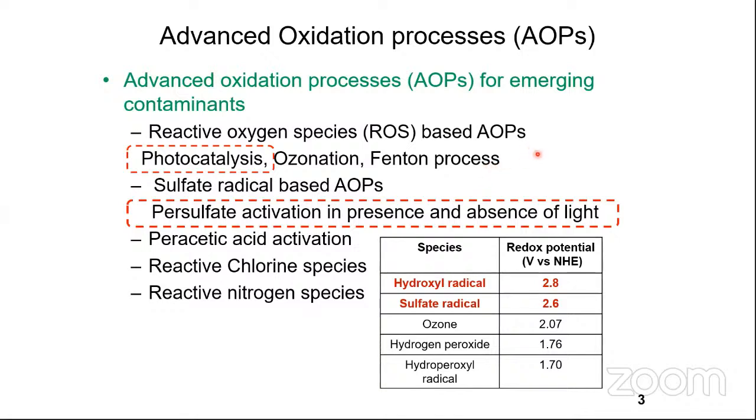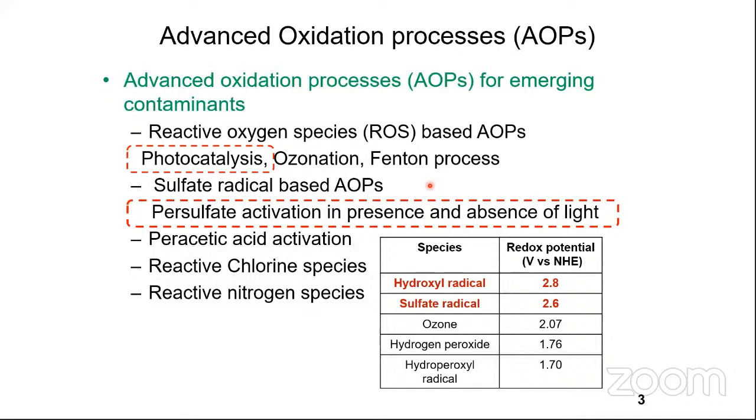For this, we require high redox potential generation. We require generating high redox potential radicals like hydroxyl radicals and sulfate radicals. These are reactive oxygen species based AOPs, where hydroxyl radicals are major and highly reactive radicals. Photocatalysis, ozonation, and Fenton process were performed to form these ROS. Sulfate radical based AOPs have recently gained attention due to the high redox potential of sulfate radicals.